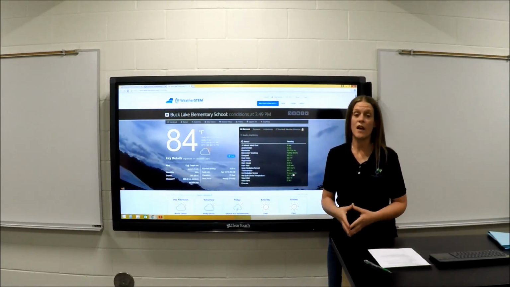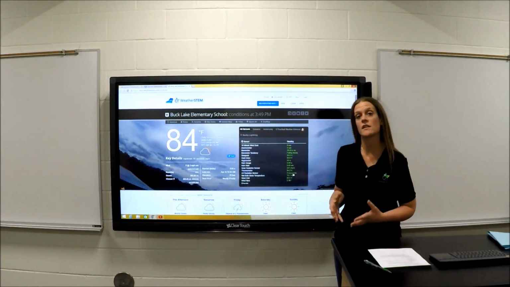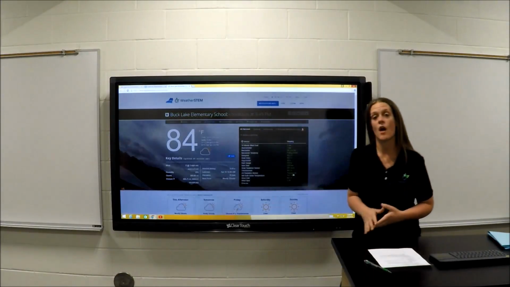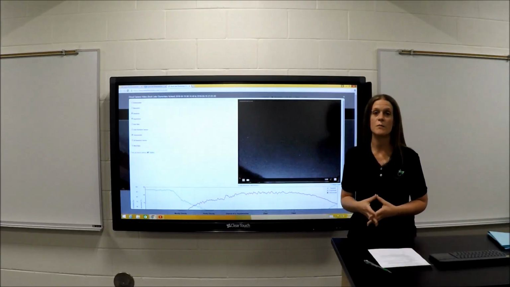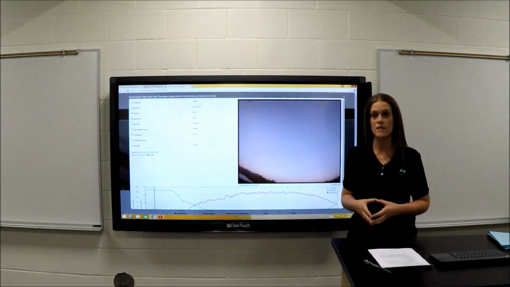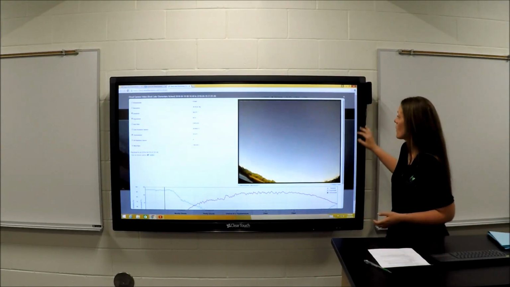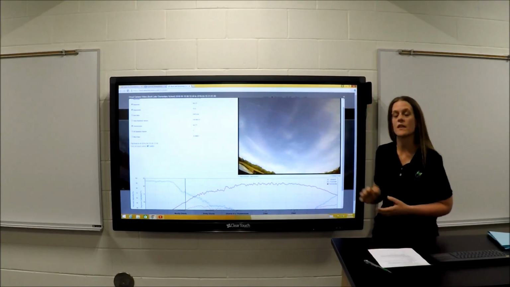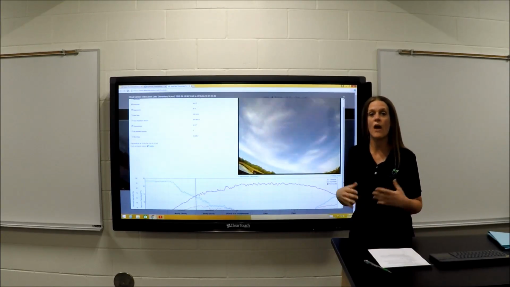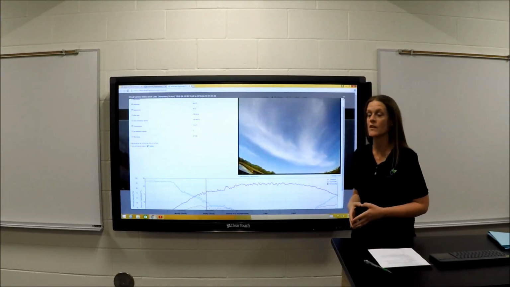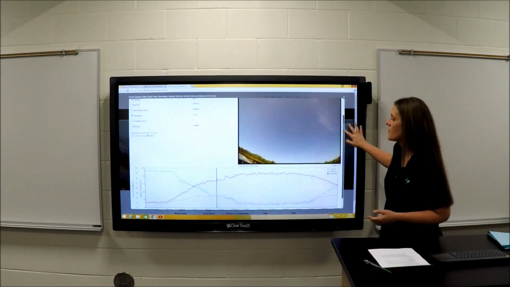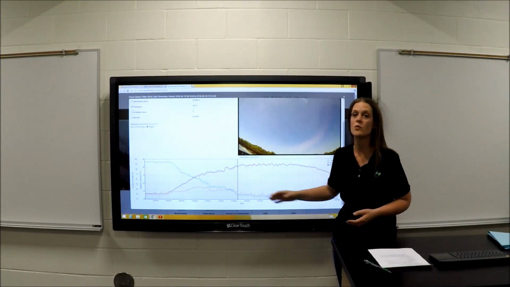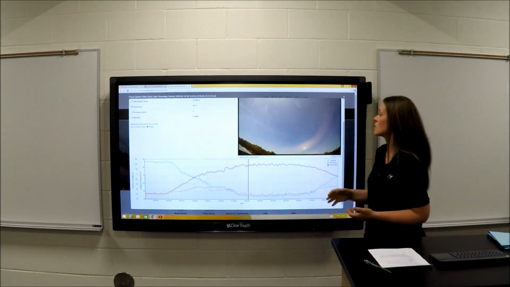Observing the sky is very important, so we're going to take a look at the sky video from Buck Lake Elementary School. This video is a compilation of all of these pictures that are taken over the course of the day, and we overlay that with our weather data. As we can see, clouds move in and out of the camera, which can give us indications of how the wind is moving in the upper atmosphere, and how those wind patterns may relate to the temperature, relative humidity, and dew point that we measure here on the surface.